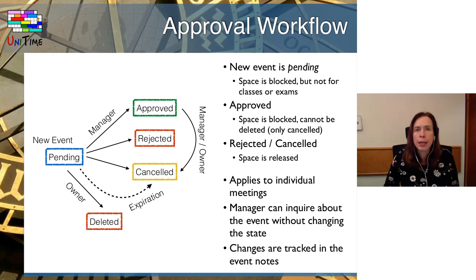The event may have one or more meetings. So somebody can request a room reservation, the event, for Monday at 10 and Friday at 12. Those are two separate meetings. And you can do approval or rejection on individual meetings. So you can approve the Monday meeting, but you might reject the Friday meeting. As I said, the manager can inquire about the event without changing the state, and all the changes are tracked in the event notes.